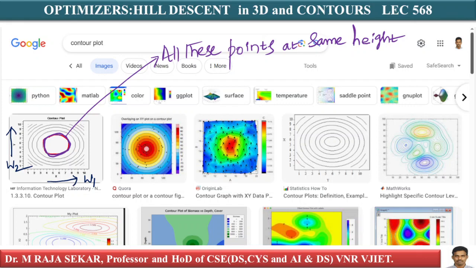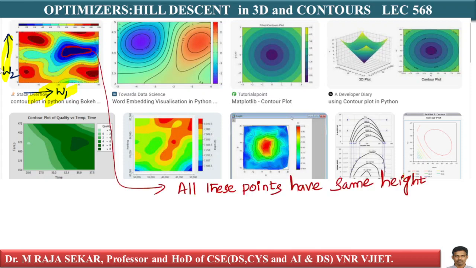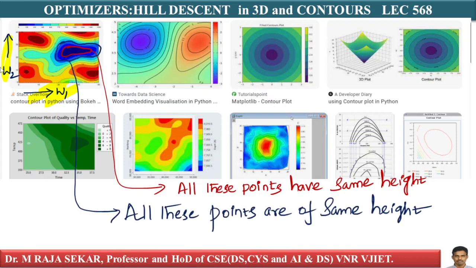Look at this. This is slightly more complex, isn't it? Let me assume this is W1. This is my W2. All these points have the same height as these points. Just see, all these points have the same height. Similarly, there is another set of points, and all these points are of the same height.